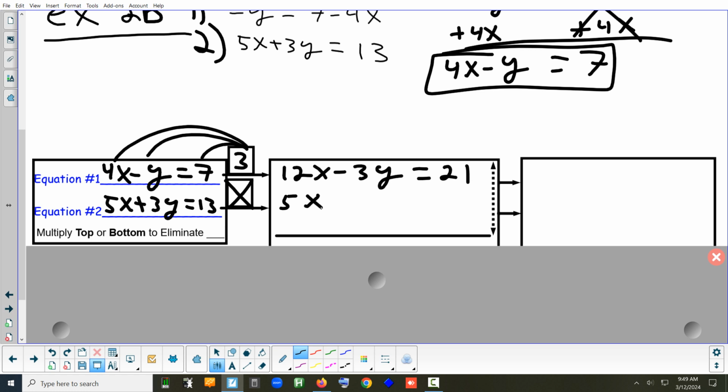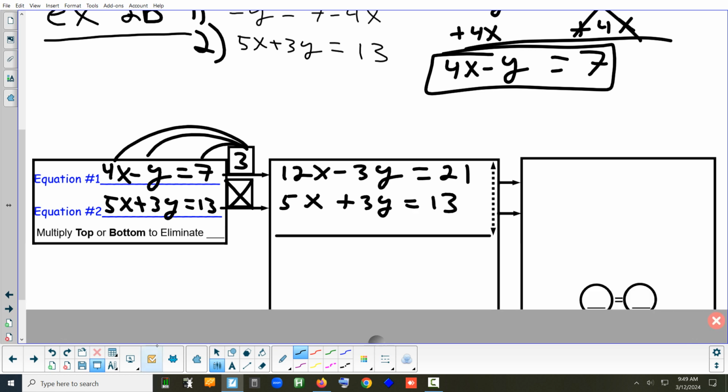5x plus 3y equals 13. And now add them up. If you add them and nothing cancels out, again, you need to go back and start over. Something's wrong. All right. First column, what's 12x plus 5x? 17x, perfect. What's negative 3y plus 3y? They cancel.